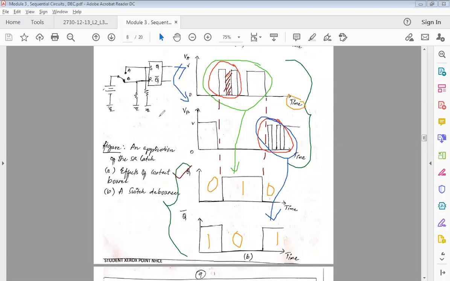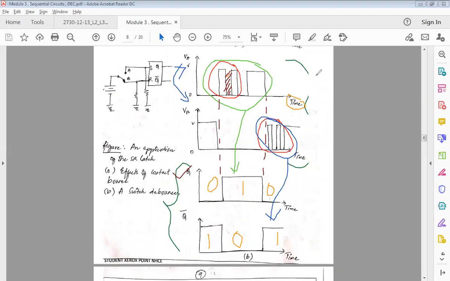And one more best thing about this latch. Are there any values for short pulses? No, there are no values. Short pulses are very meager values, very small values. So those small values are considered. Is that clear? Yes, sir.